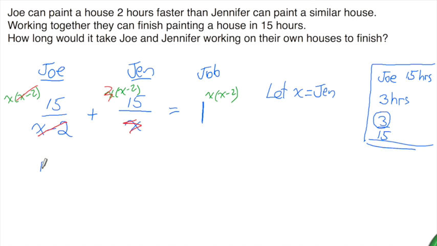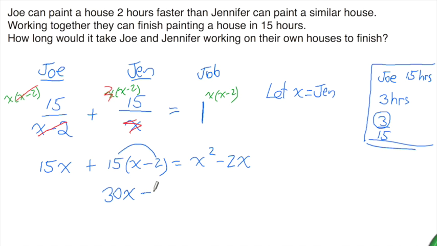All right, so the first one is 15x. The second one is 15 times x minus 2. And the last one is going to be x squared minus 2x after you distribute the x through. Over here, you're going to get a 15x plus another 15x for a grand total of 30x. And then here, you're going to get negative 30 is equal to x squared minus 2x.